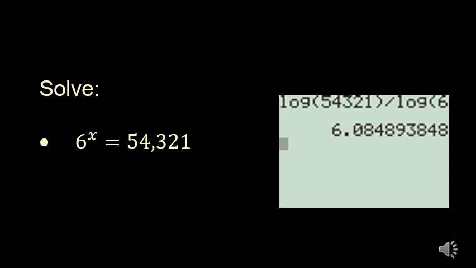Now, if you wanted to check that, you could haul out your calculator and take 6 to the 6.08 power, and you'll get an answer that's fairly close to 54,321. If you literally said 6 to the answer power, where you did the whole decimal and didn't round, it should be exactly 54,321. So yeah, it's just divide the two logs, you got your answer.